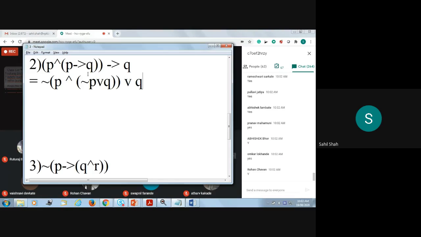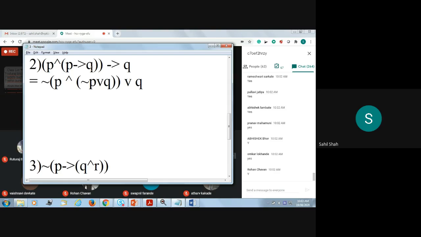And assume this entire thing as P. So if this is P and this is Q, and there is a conditional in between, I am having negation of the first term or the second, Q. So I have made use of elimination of conditional for both of the conditional statements. Okay.